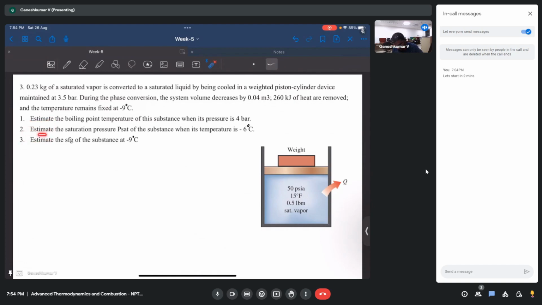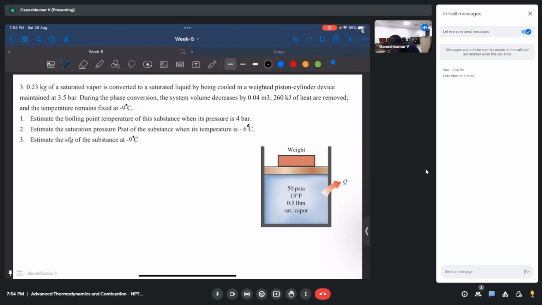And then, estimate the saturation pressure of the substance when its temperature is minus 6 degrees Celsius. So they are asking, what if my boiling point temperature is minus 6, what should my saturation pressure be? And then finally, estimate SFG, which is nothing but the entropy change associated with the phase change process. All right, let's get started with this question.